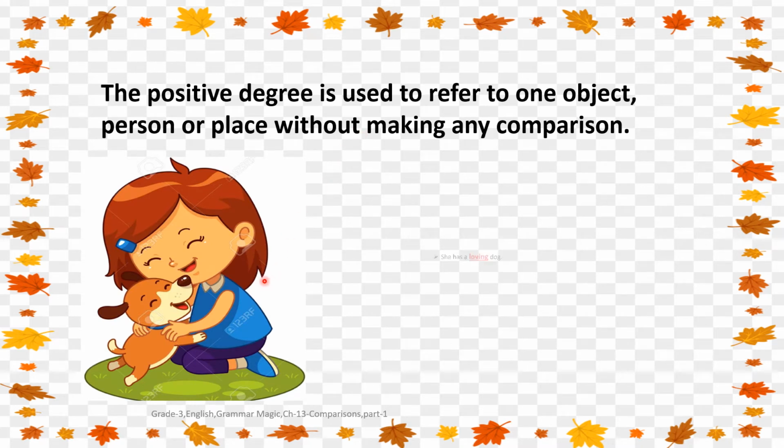For example, she has a lovely dog. So children, here the dog is not compared with any other dog. So it is only one animal. So it is a positive adjective. She has a loving dog. What is loving? Loving is an adjective. It says something more about the dog. What type of dog? Loving dog.